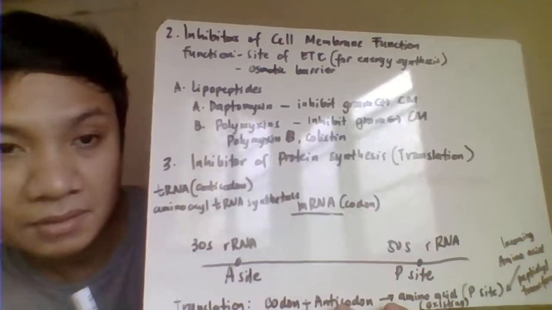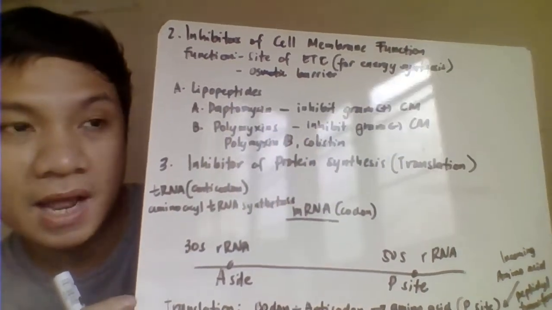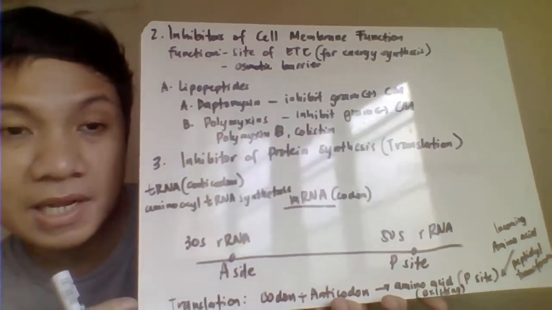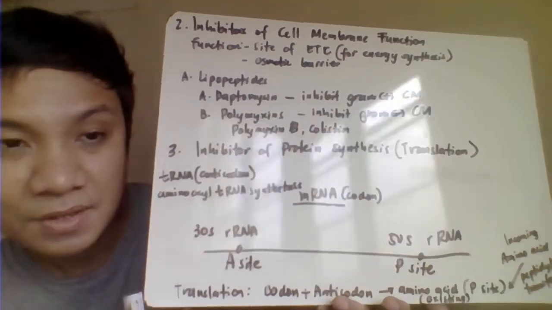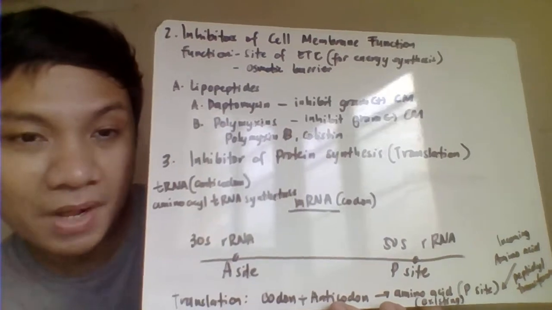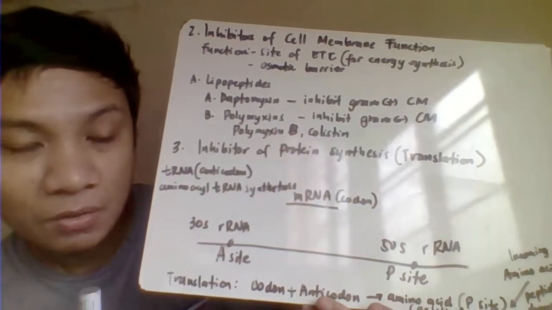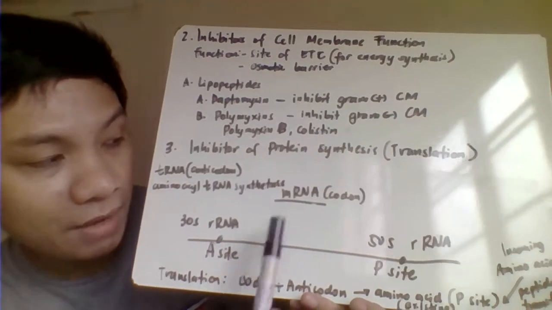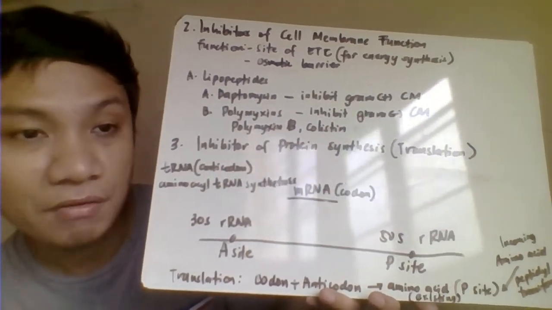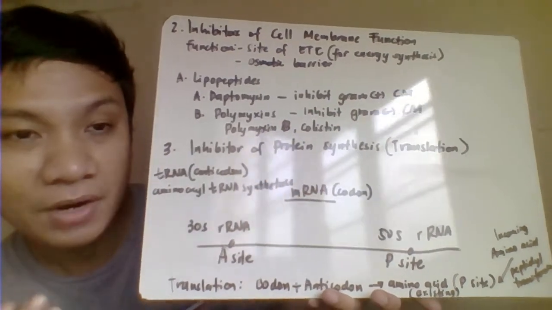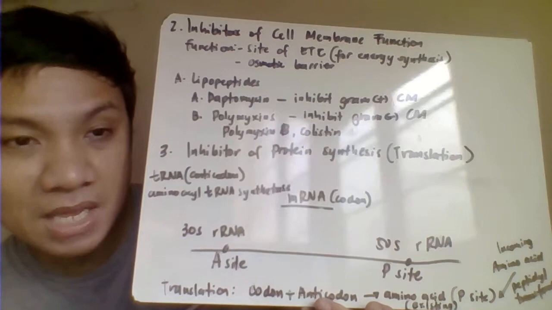Okay, the next one, we have antibiotics which try to inhibit protein synthesis. Basically, they try to inhibit the translation process. Okay, so when we're having the translation process, as a review, we have the steps for the translation. What you need for the translation, we have the messenger RNA. Messenger RNA contains the triplet of your bases, or three nucleotide bases.